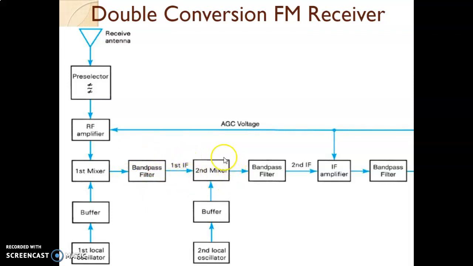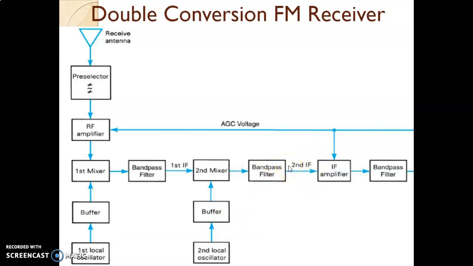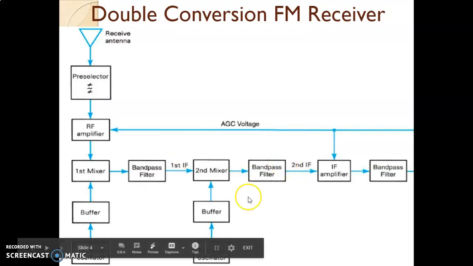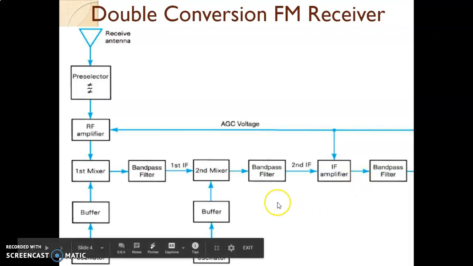After that, it is given to a second mixer and a second local oscillator pair. The output of that will be a second intermediate frequency. So we require an RF and IF amplifier. Why is double conversion done? Because with the help of double conversion, the frequency is down converted in two stages, and therefore the circuit can become simple if we have the double conversion method.